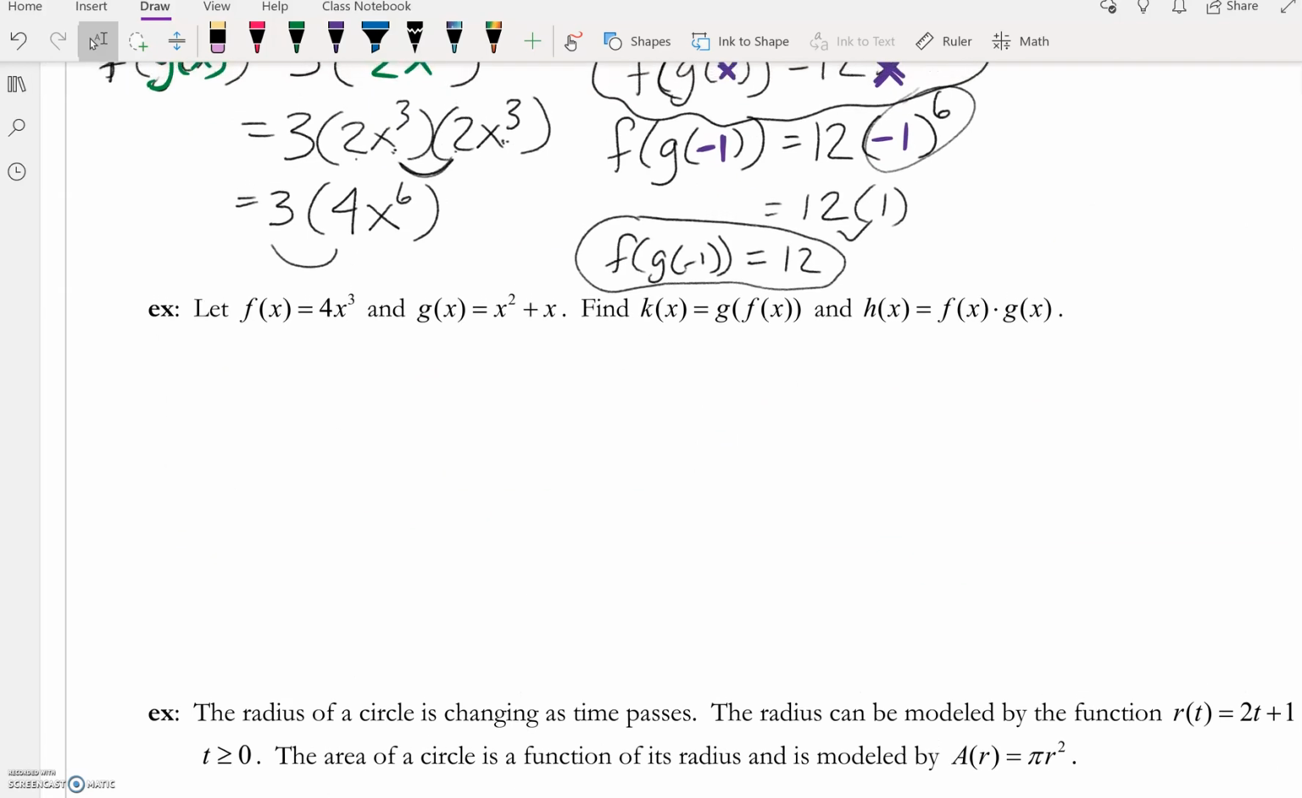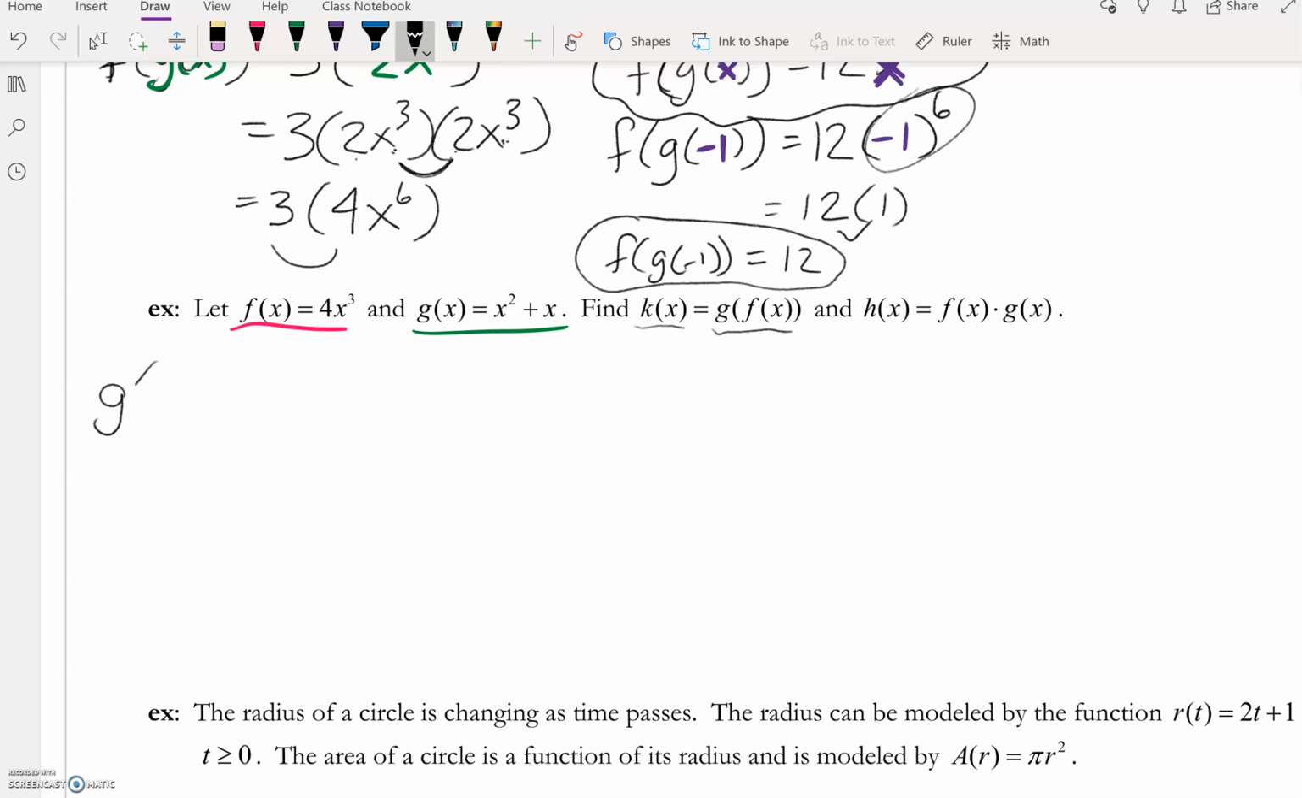This one has a function composition and then a little bit of review from the last section of multiplying two functions together. We've got our two different functions. Here's f of x, here's g of x, and we're going to write a new function, k of x. And k of x is going to consist of g of f of x. Basically we're going to do the same thing we were doing before, we're just naming it k of x.